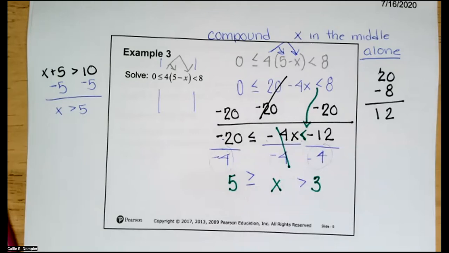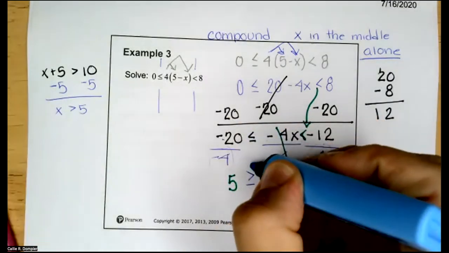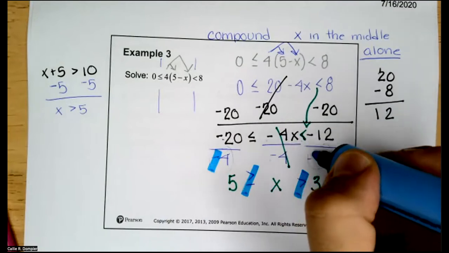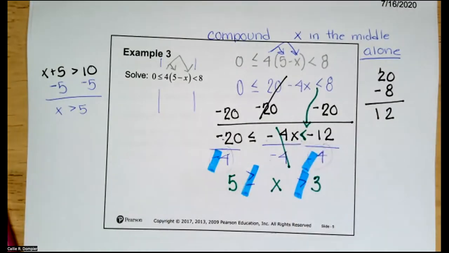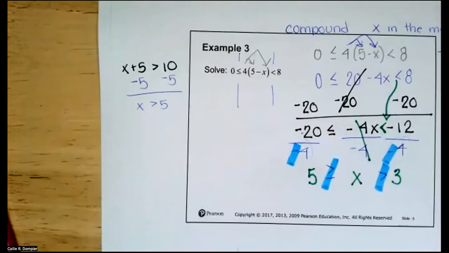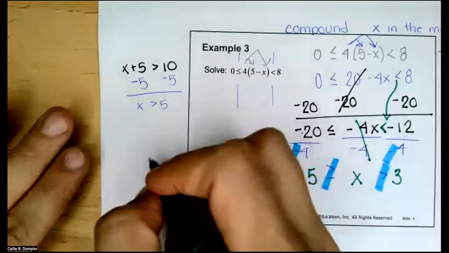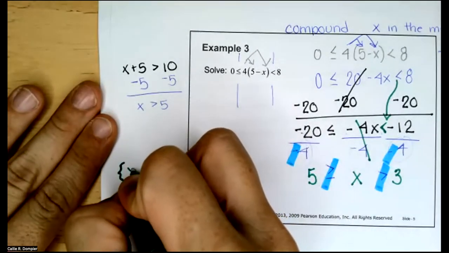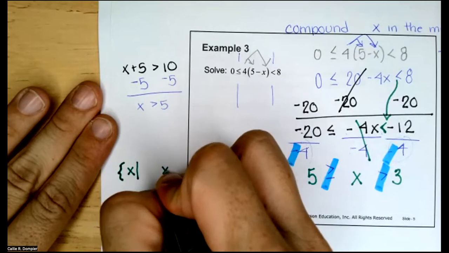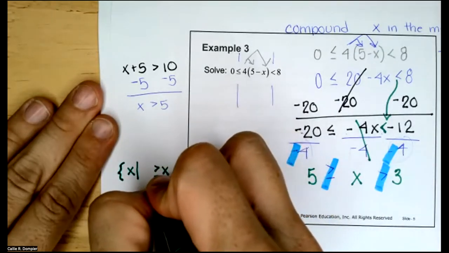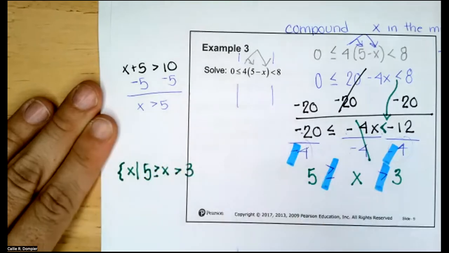All right. So remember, this was changed from that because of that negative 4. This was changed from that because of that negative 4. The negative sign caused us to change our inequality signs. Now we just need to graph this. So set notation would be x such that x is greater than 3 and less than or equal to 5.